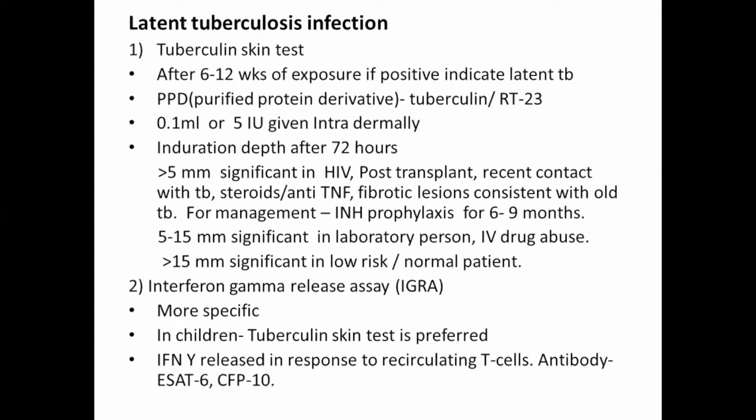And then the IGRA test, interferon gamma release assay, is more specific, but in children, the tuberculin skin test is preferred. Basically, the IGRA test is based on interferon gamma release in response to recirculating T cells. In that, we are looking for the antibodies ESAT6 and CFP10.